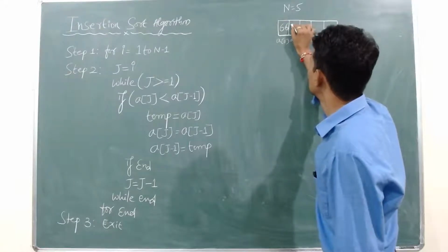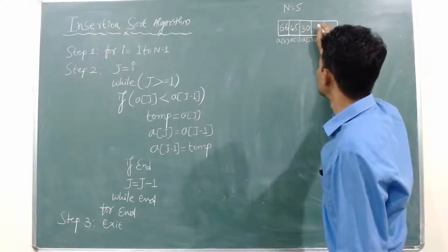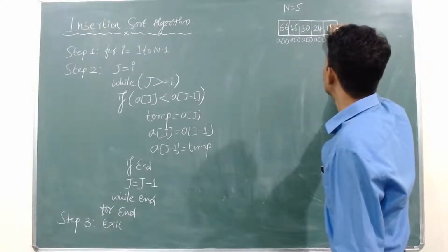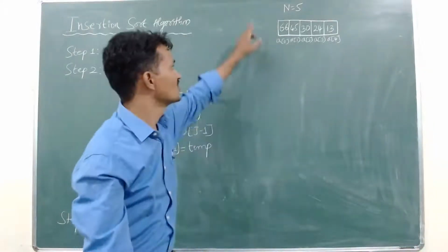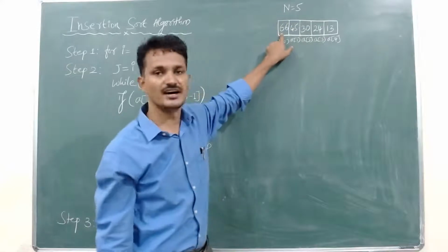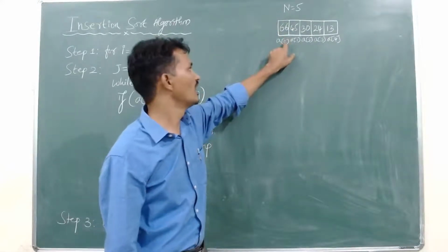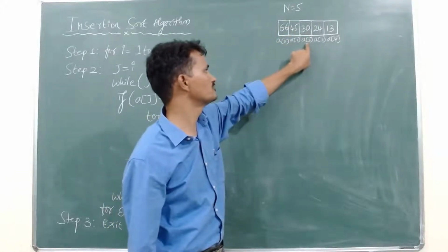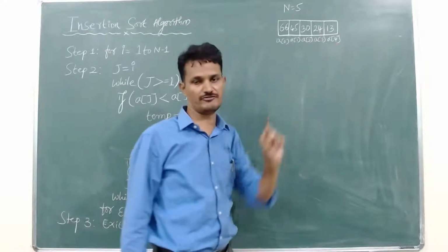66, 45, 30, 24, 13. Look at the array elements. N is equal to 5. 66 is stored in which position? A of 0. And 45 is stored in A of 1. 30 is stored in A of 2. 24 is stored in A of 3. And 13 is stored in A of 4.